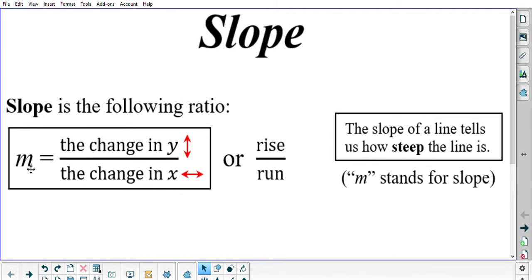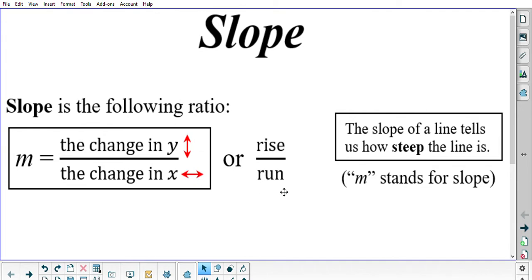M stands for slope. And so to make sure you understand what this means, change in y, think about a coordinate plane. Y is going up or down. Change in x, the direction of x goes right or left. So I drew these little arrows here for you to help you to understand what I mean when I say the change in y, that means going up or down. Change in x means going right or left.